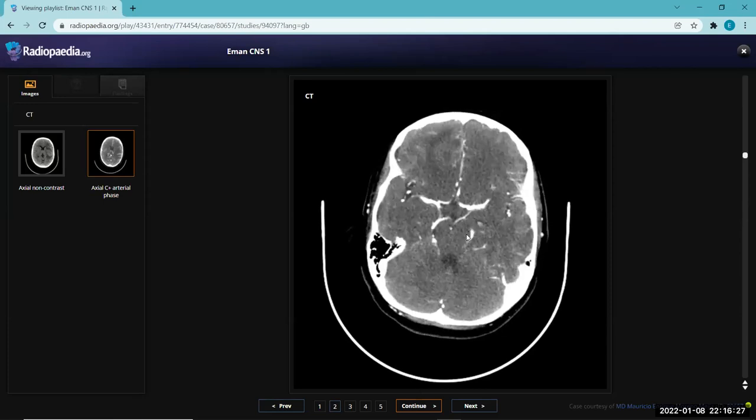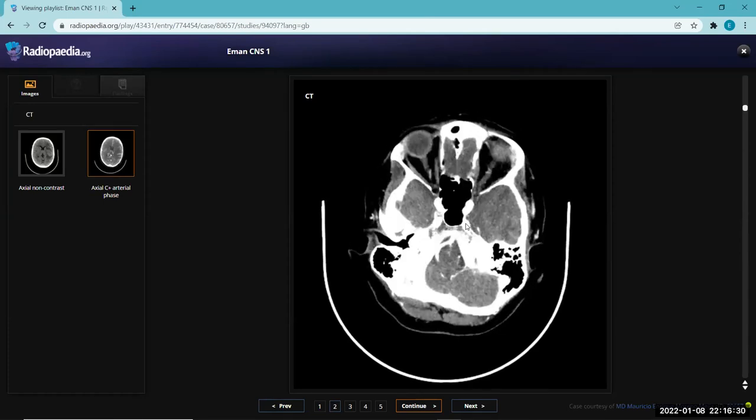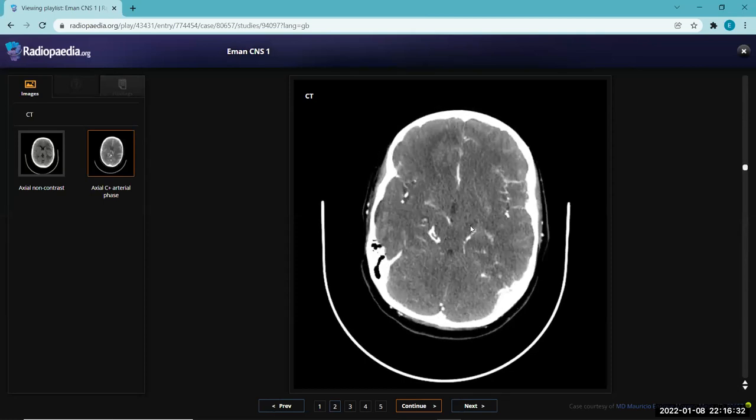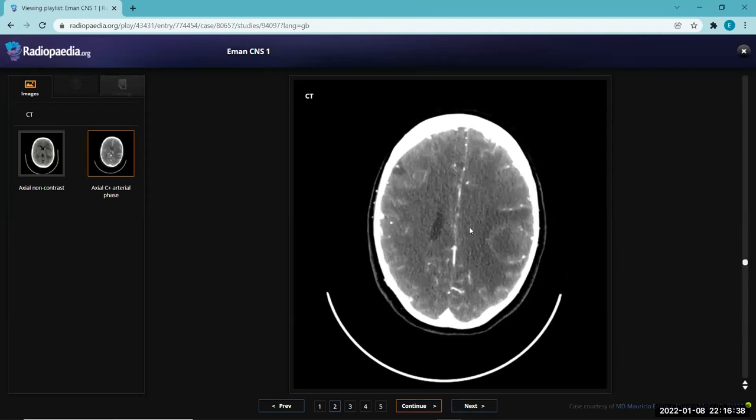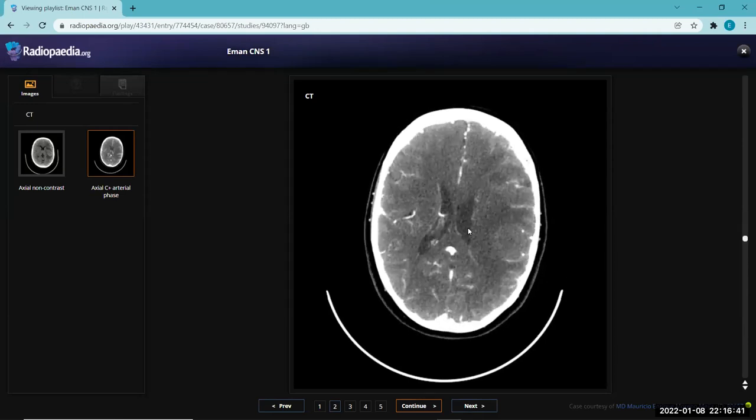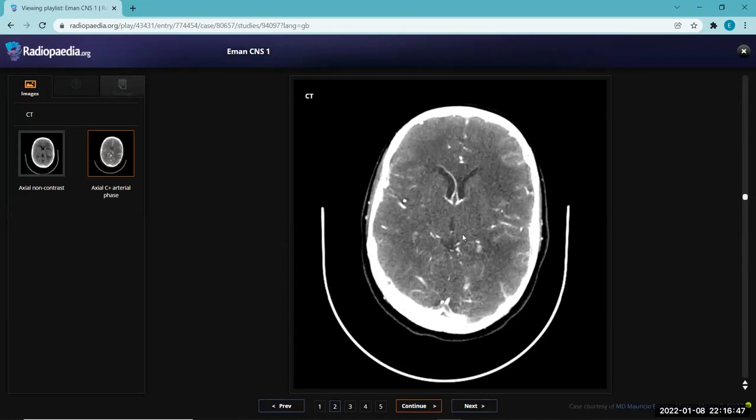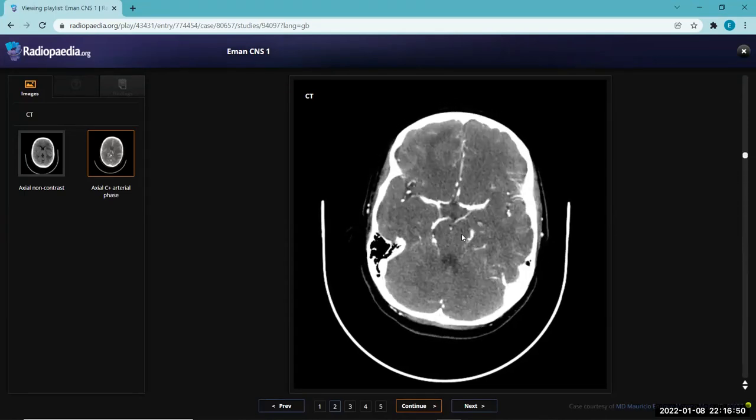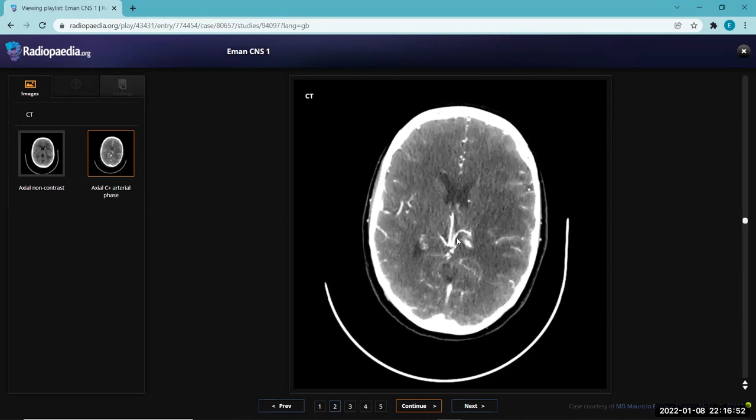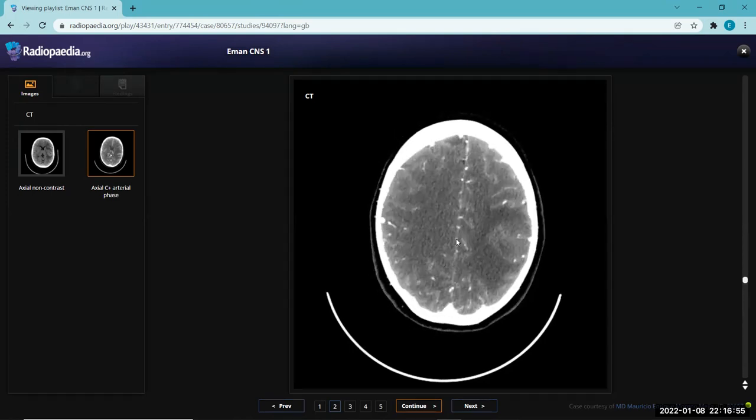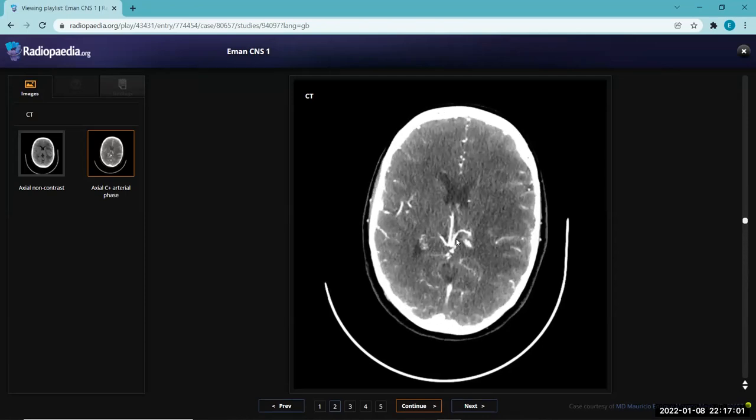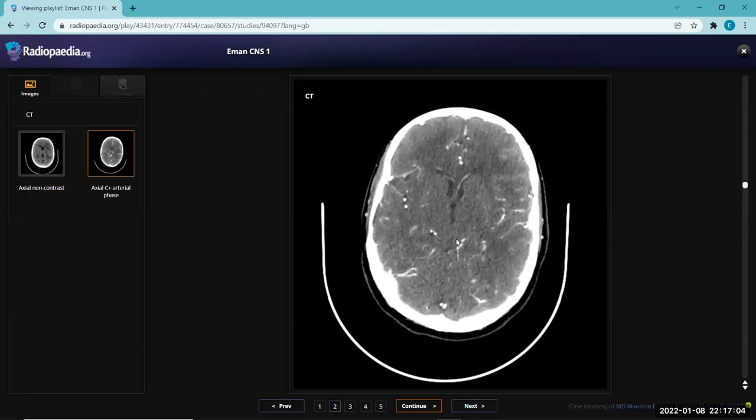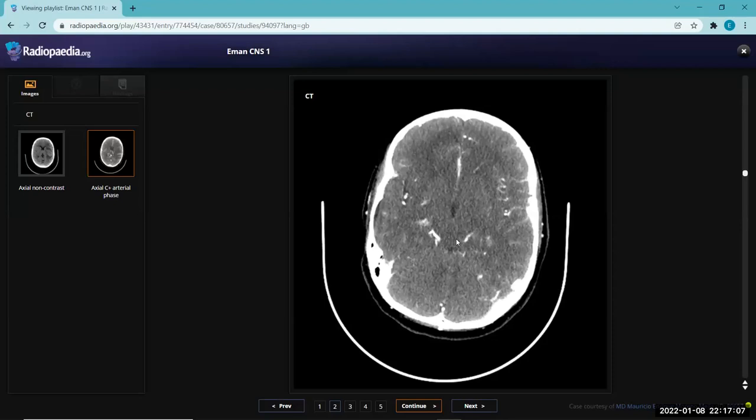So post-contrast arterial phase images of the brain parenchyma. Again, I can see these areas are showing ring enhancement. These are multiple, in the right frontal and left frontoparietal cortex. So my top differential in this case can be metastatic deposits. Although abscess cannot be entirely excluded.